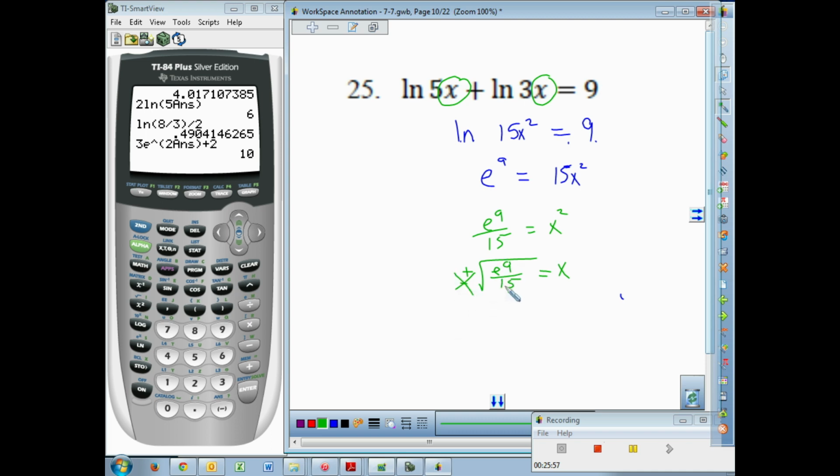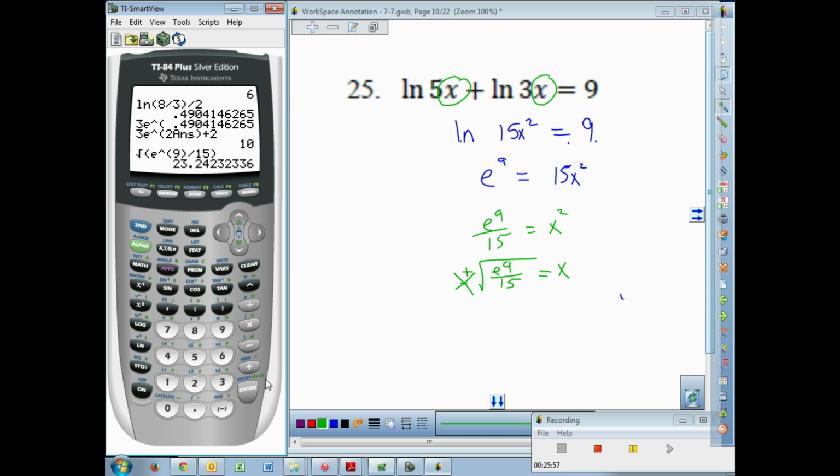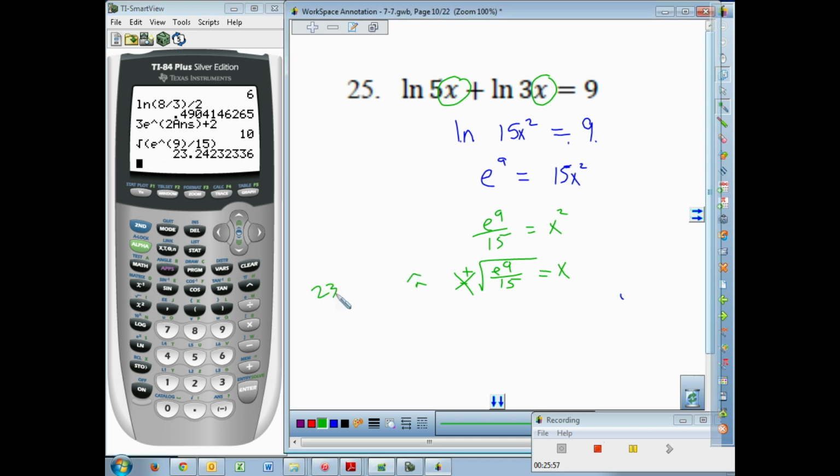Mrs. Colwell simplified her radical. She split it up, rationalized it, got rid of all that. I'm cool with this, right? Punch this in your calculator. I realize that this is not the exact answer because you have a fraction underneath the radical. You should split it up, etc. But I want the square root of e to the 9th divided by 15, close it up. I got about 23.2423. Remember, we threw the negative one away because we saw already that it's not going to work.